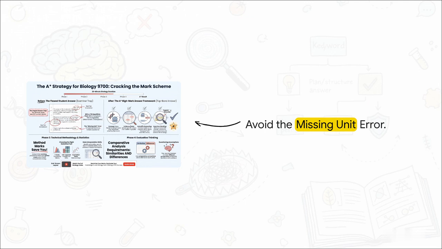When you get a data question about these structures, examiners report that students frequently just forget to include their units. They'll write something like 12 instead of 12 micrometers, or they totally fail to convert millimeters to micrometers, and that is an immediate mark loss, no way around it. You absolutely must extract specific values from the provided tables and double-check those units every single time.